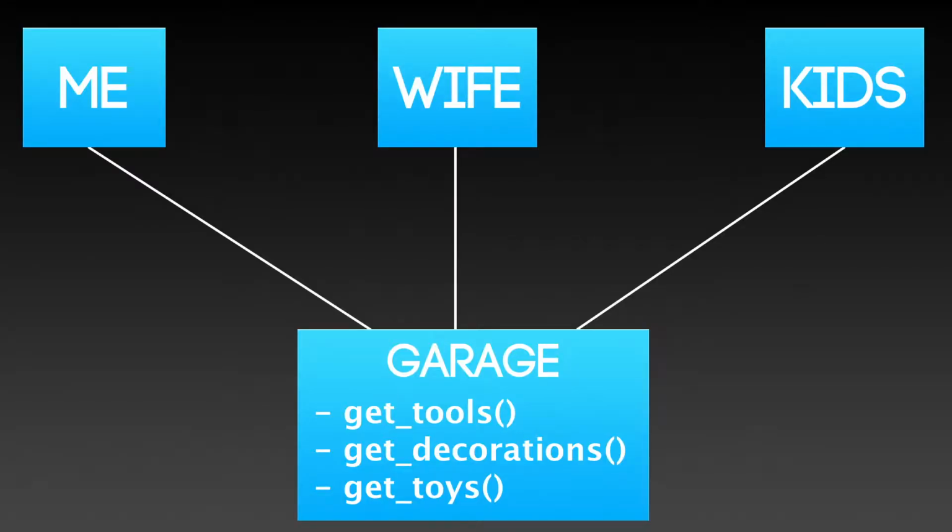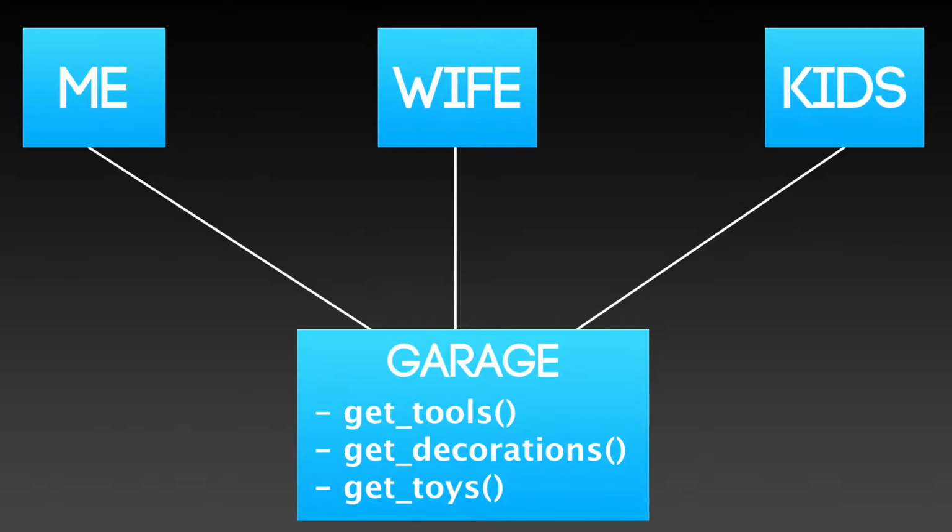Now, obviously in the physical world, I'm only ever going to have one garage. But in code, we can have as many garages as we want. Let's chart this out. In this example, the garage object has 3 clients that use it: my wife, the kids, and me. The garage is offering a single general interface to all three of us clients.